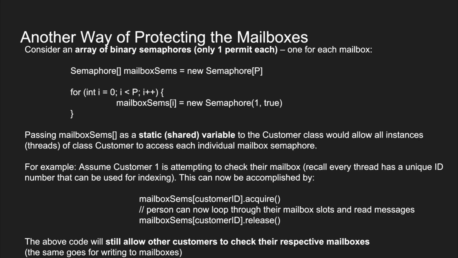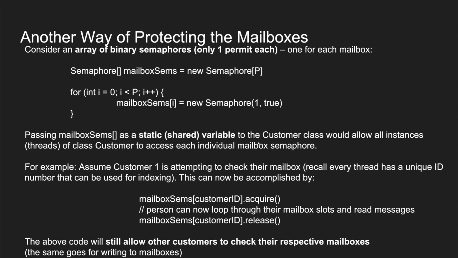This true here is based on if the queue is fair, which means that when threads get put to sleep, they'll wake up in the order they were put to sleep. Feel free to use that if you'd like. But all we're doing here is creating new semaphores, one for each mailbox. And this way, we can pass this array of mailbox semaphores as a static shared variable to the customer class, and we can let all the threads of the class customer access each individual mailbox semaphore.